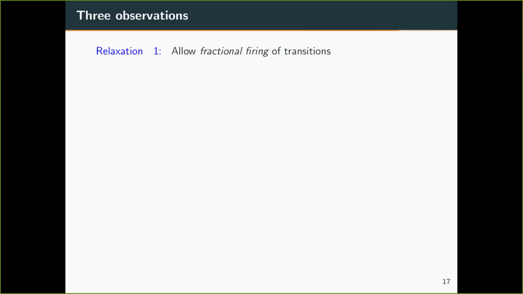Okay, so we will now impose two relaxations on the usual transition relation of a threshold automaton, and we will then observe that these two relaxations do not alter the answer to the restricted safety problem. Okay, so the first relaxation is that we allow fractional firing of transitions between configurations.